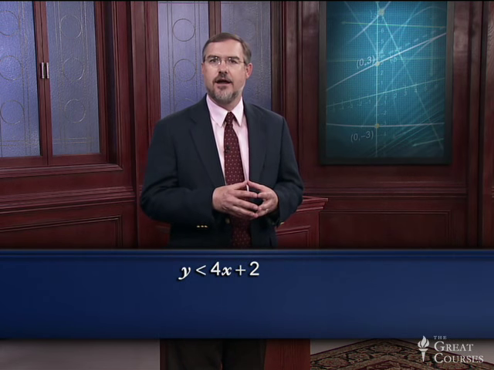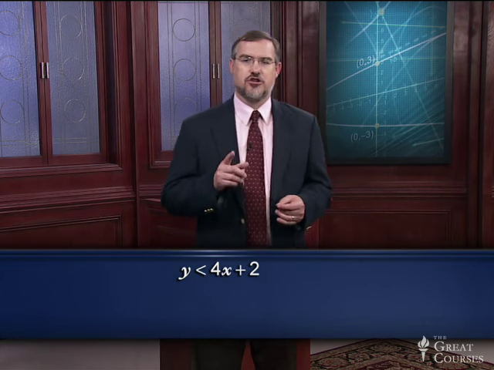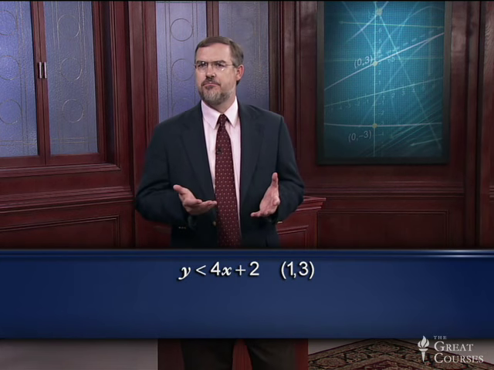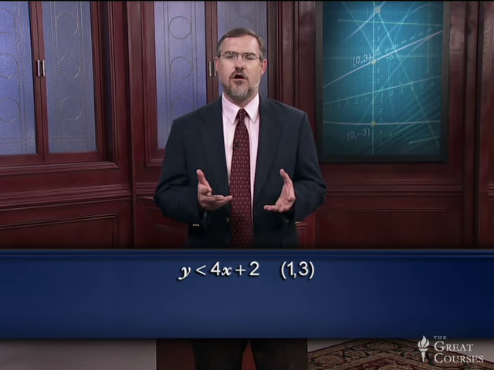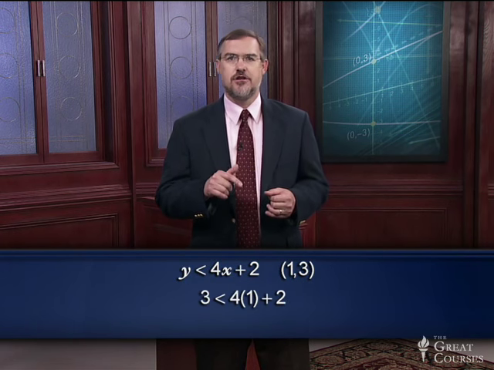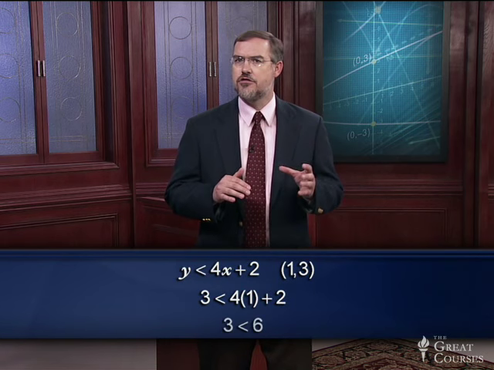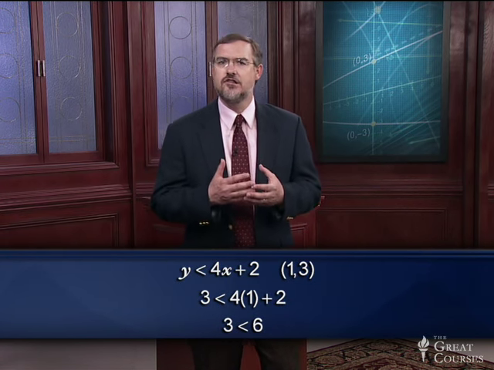First of all, what does a solution of an inequality look like? Well, let's go back to the inequality y is less than 4x plus 2. Notice that one solution of this inequality is the point (1, 3), because if we plug in x equals 1 and y equals 3 into that inequality, we're going to have 3 is less than 4 times 1 plus 2, or 3 is less than 6, and that's a true statement. So that would be one solution.